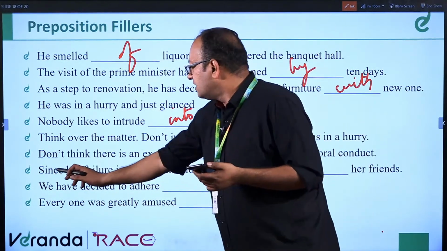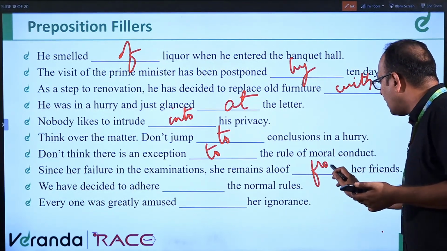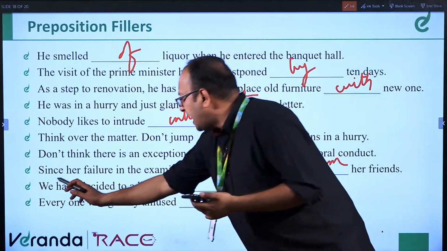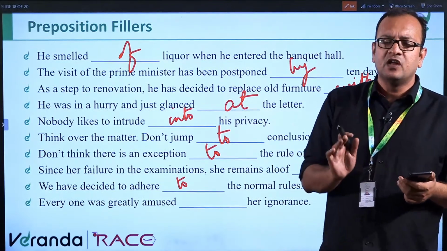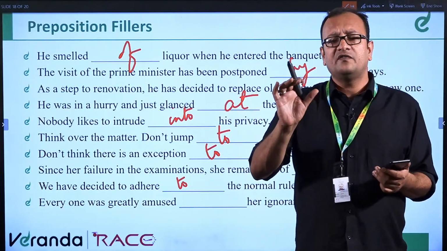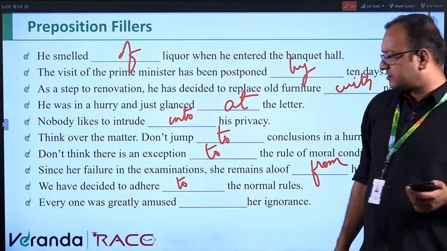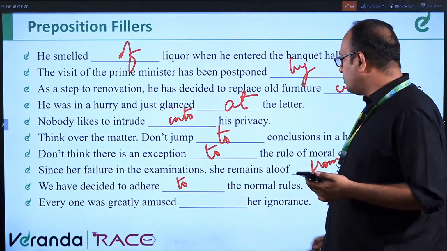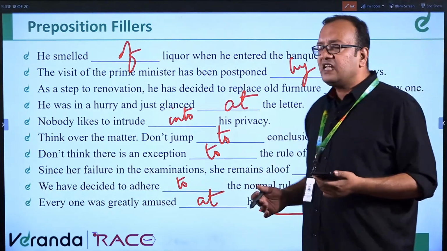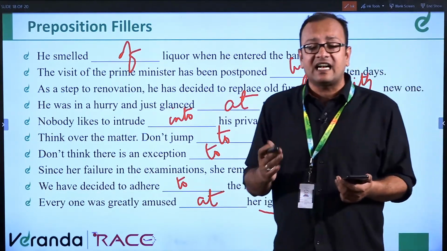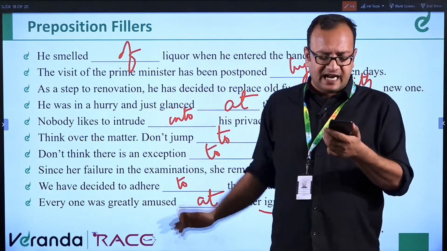Okay, fine. Now, since her failure in the examinations, she remains aloof from her friends. Aloof from her friends. We have decided to adhere to. Adhere to something means sticking to that thing. You have heard about adhesives? Fevicol, Fevikwik. These are adhesives. So, adhering to rules means sticking to the rules. Everyone was greatly amused at her ignorance. Ignorance means lack of knowledge. So, you say amused at, amazed at, shocked at, surprised at, stunned at. All the sudden emotions are followed by at. Okay?